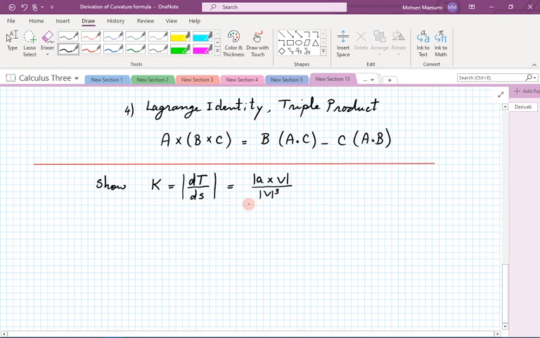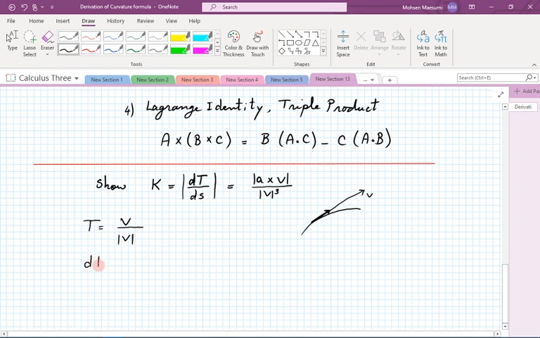Okay, first let's remind ourselves what T was. T is the unit tangential vector. So you have a curve, you have a tangent to it. Tangent is in direction of velocity. You make it unit length, and that's what your T is. So T is v over the length of v. Now what we want to do is to find the derivative of this thing.